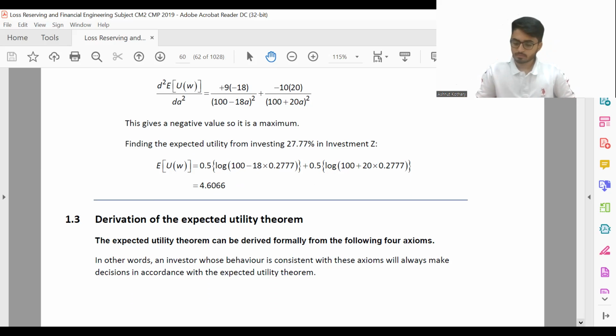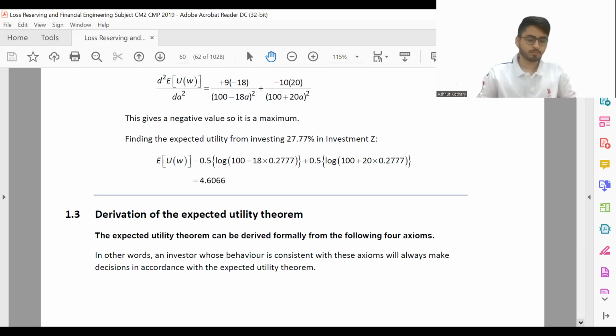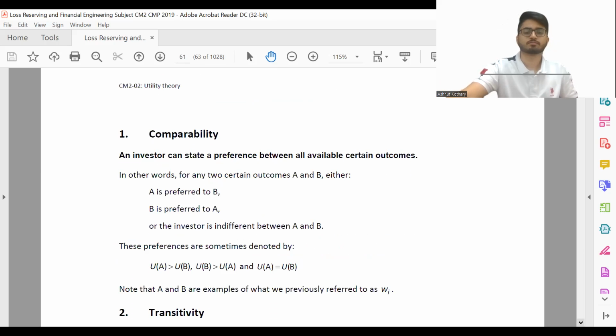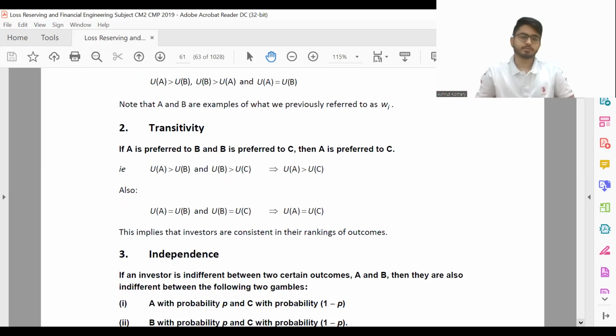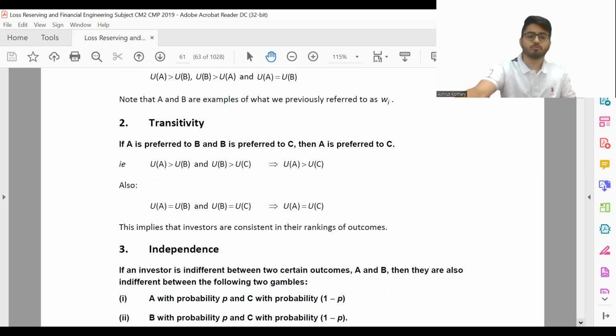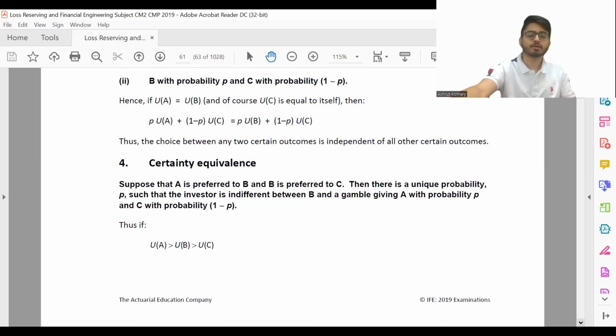First one, comparability. Second, transitivity. Third one, independence. Fourth, certainty equivalence.